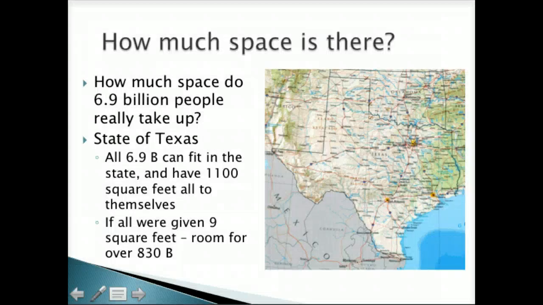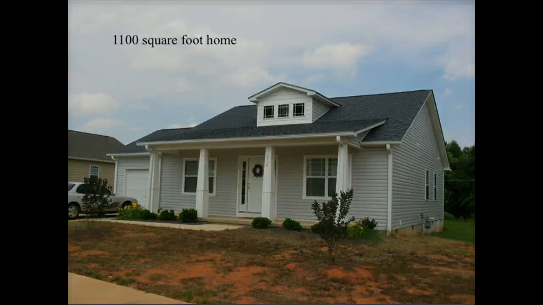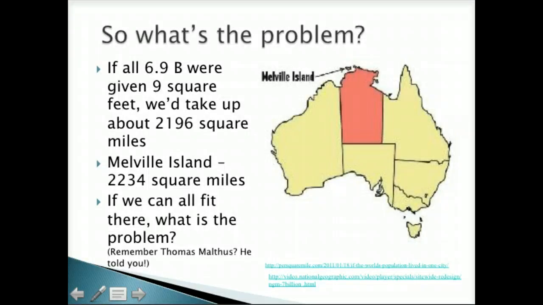If we gave everyone an 1,100 square foot home, the world population would only take up the size of the state of Texas. Theoretically, though, we could take up the size of Melville Island if we were just giving 9 square feet, 3 by 3. The population would fit on this northern island, Melville Island. How does that work? All the space in the world, so why do we talk about overpopulation? We're going to start looking at those resource issues as represented by Thomas Malthus, which is your reading assignment for today.